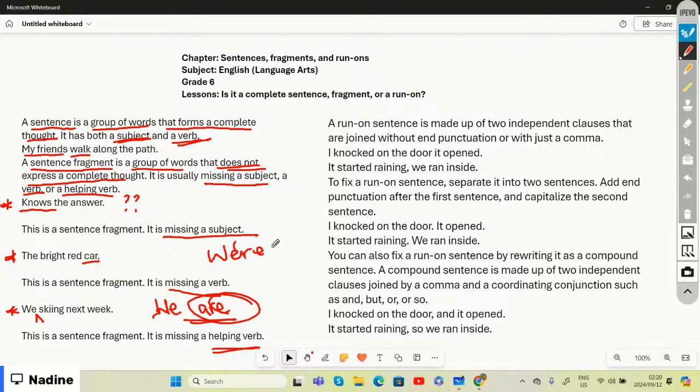And those three examples we call sentence fragments, right? A sentence fragment does not express a complete thought. It's either missing a verb, or it's missing a subject, or it's missing a helping verb. Whereas a sentence shows a group of words that forms a complete thought. A sentence has both a verb and a subject. It expresses a complete thought. That is a sentence.